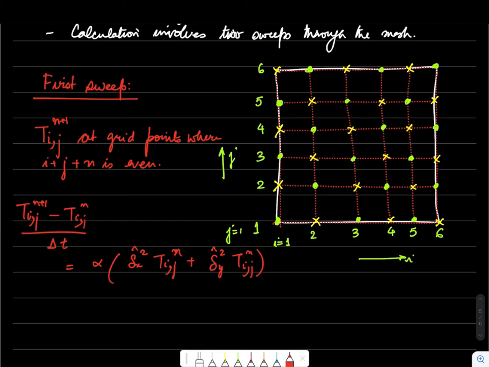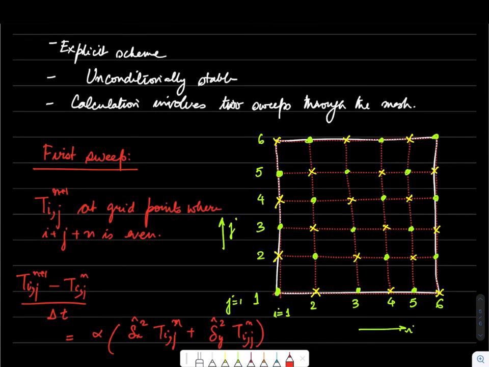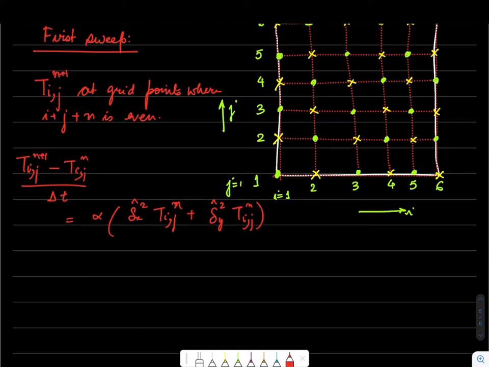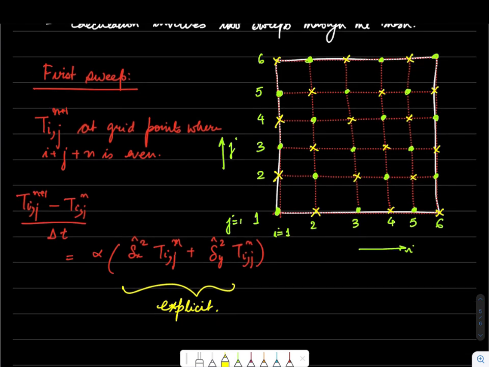So note that the right hand side is explicit, which is what I promised you earlier, and I'm only going to calculate Tij at n plus 1 at locations where i plus j plus n is even. So this right hand side is an explicit form. Now why did I label these symbols here?